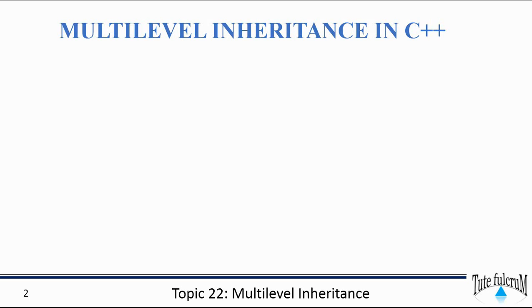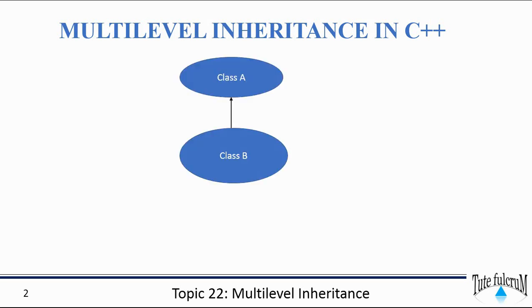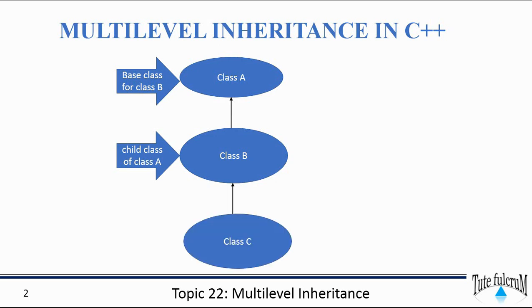In multi-level inheritance, a derived class is created from another derived class. Say for example, we have class A and from class A we are creating class B. So class A is the base class for class B and class B is the child class of class A. In multi-level inheritance, we derive one more class from the derived class B. Let's call it class C. So here class C is the child class of class B and class B is now the parent or base class for class C. This is multi-level inheritance.